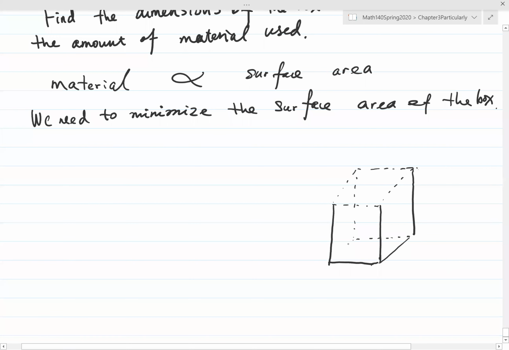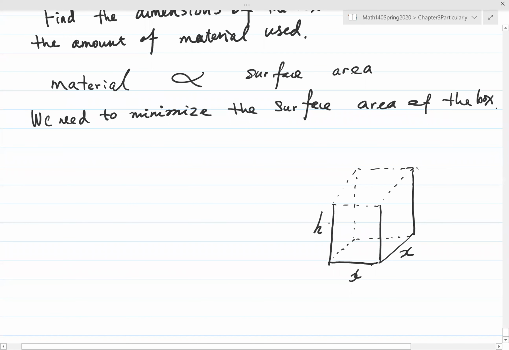Okay, so we plot a box with square base. Square base tells us the length and width should be the same. So we put the variables into the graph. Suppose we let x be the length of the base. Its width is also x. Now, how about its height? Let the height be h.